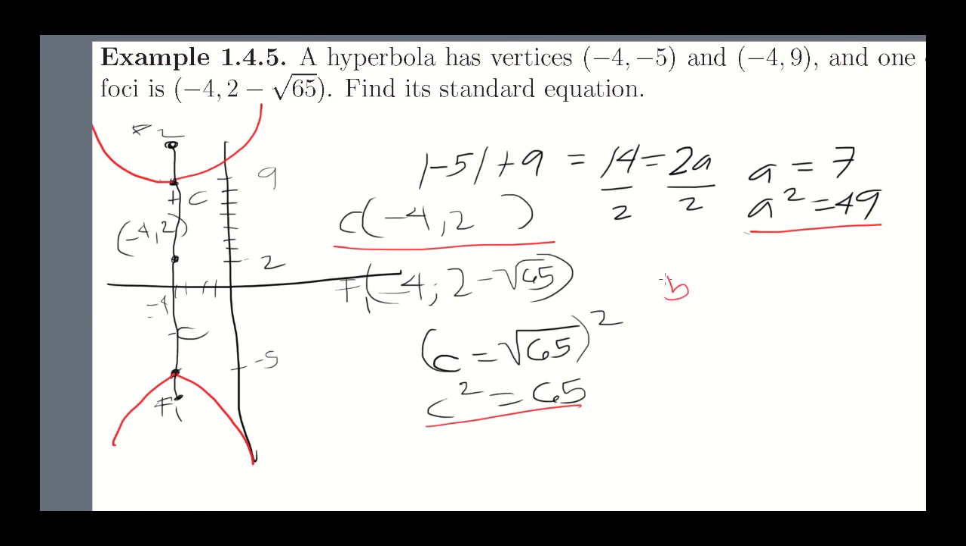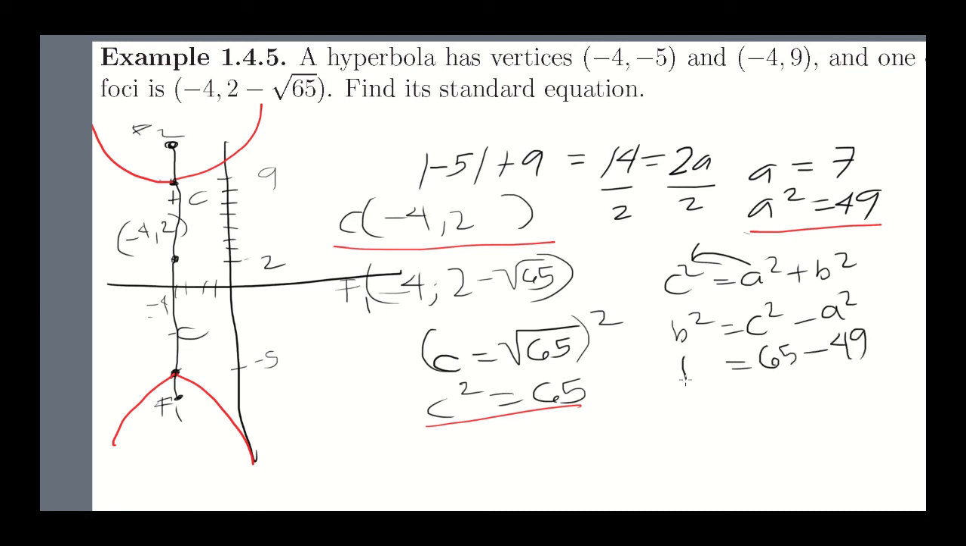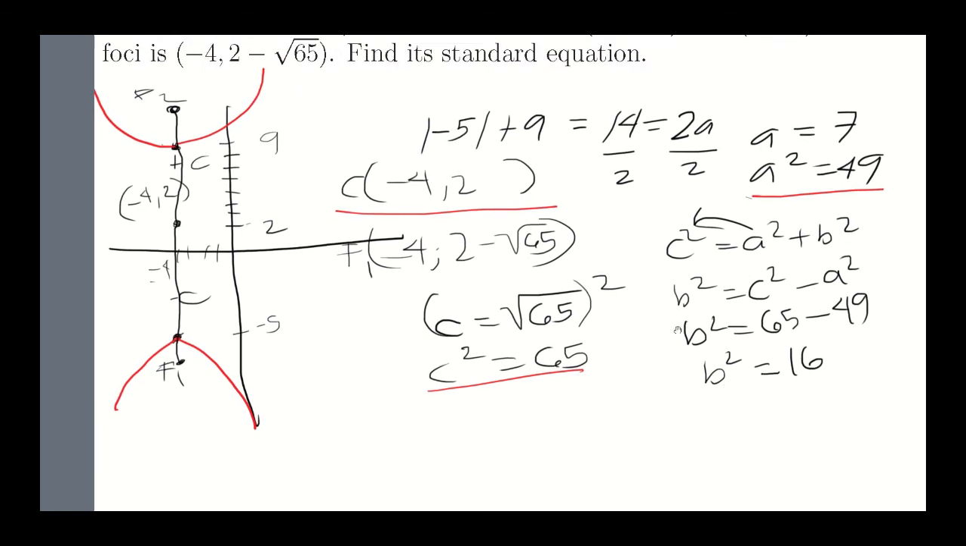Okay, so to get the B square, you just need C square equals A square plus B square. So if we need B, we just transpose this here, then B square is equal to C square minus A square. So C square is equal to 65 minus 49. Then B square is equal to what? Very good, 16.